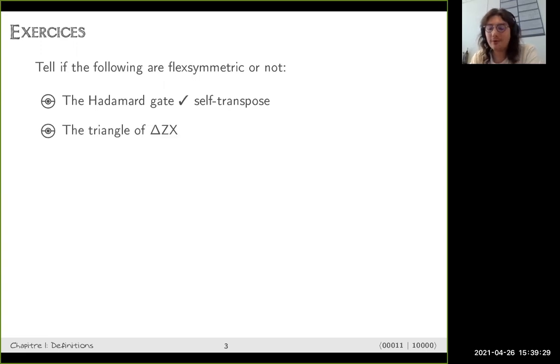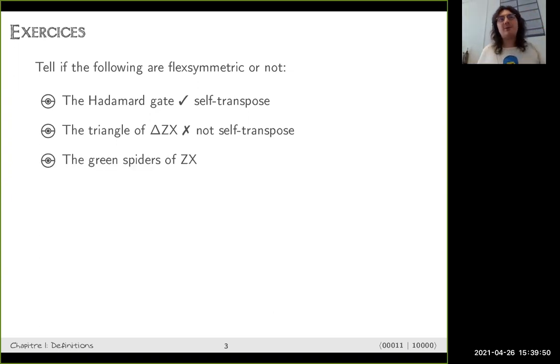For the triangle of delta ZX, I will call it the triangle, the matrix is 1, 1, 0, 1. No, because the matrix is not symmetric, not self-transpose. This was quite easy. So now the green spiders of ZX. Now we have a lot more legs. So is it yes? Yes, it is, and this is the whole point of the definition. If you have a green spider, you can mix all the inputs and outputs, it doesn't matter.